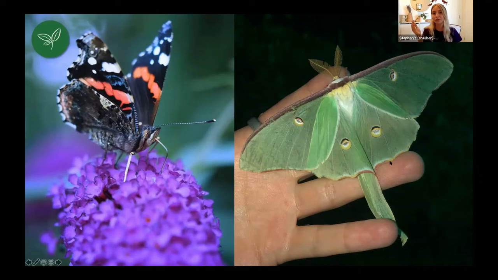And another really, really good identifier is obviously the time of day or night you are seeing these creatures. So as you can see, butterflies are mostly diurnal. So they fly during the daytime when the sun is out. That isn't the case for all butterflies. And then most of the moths are nocturnal. So they fly at night. Once again, not the case for all moths, but that is a good identifier for those two.